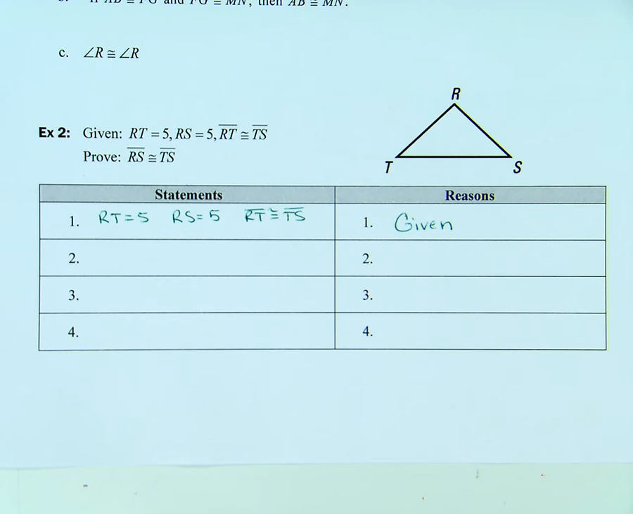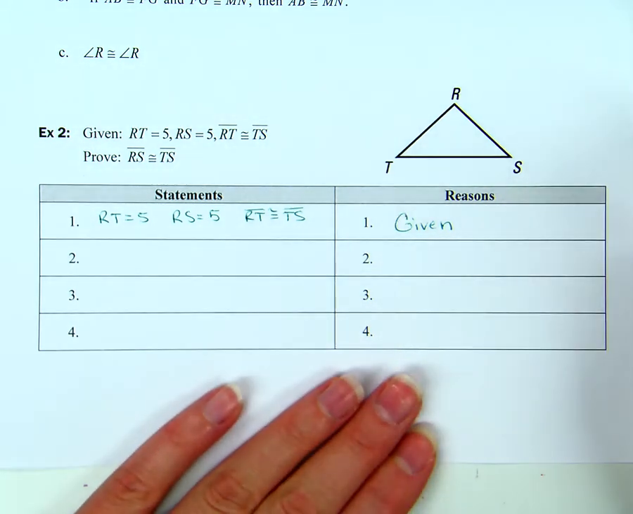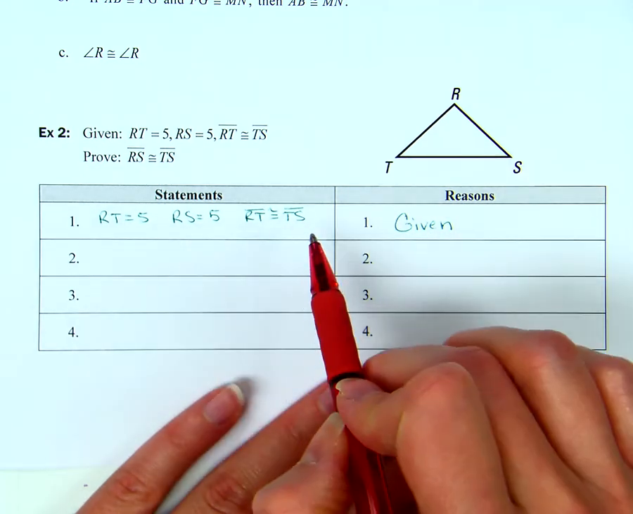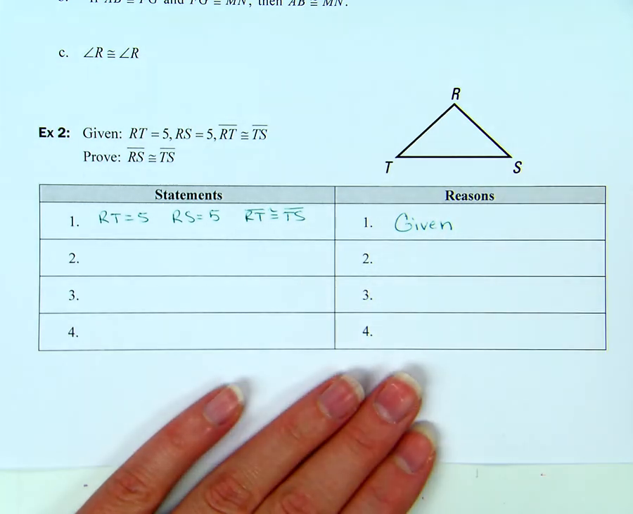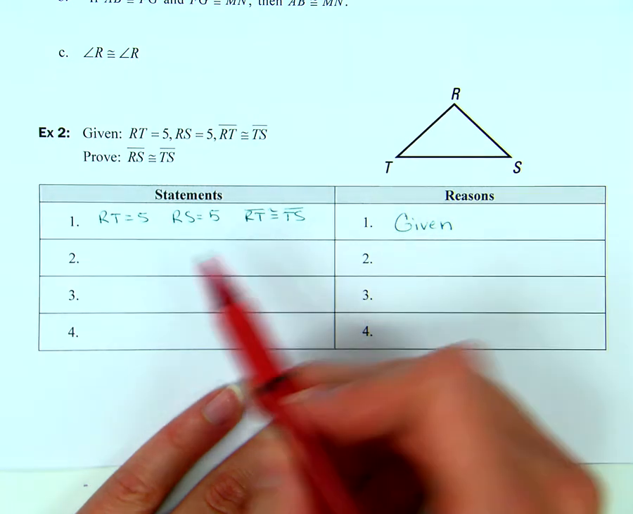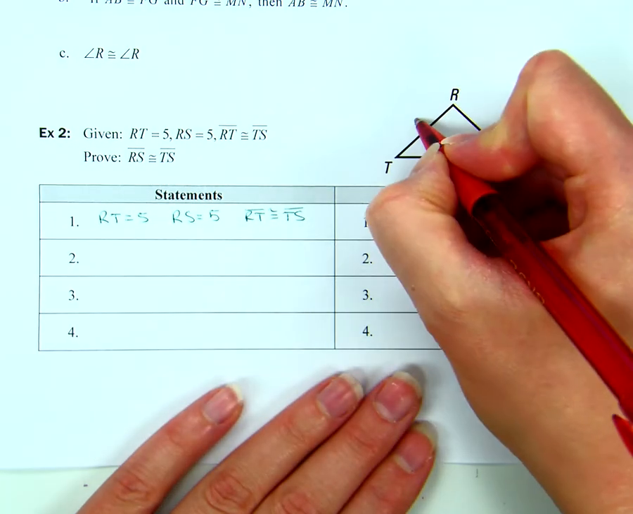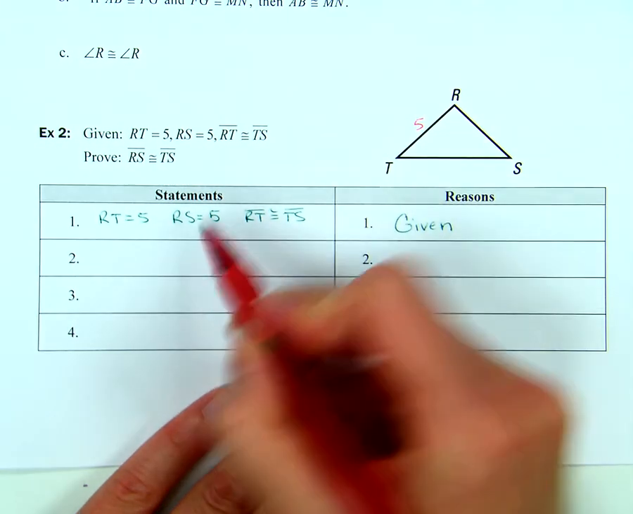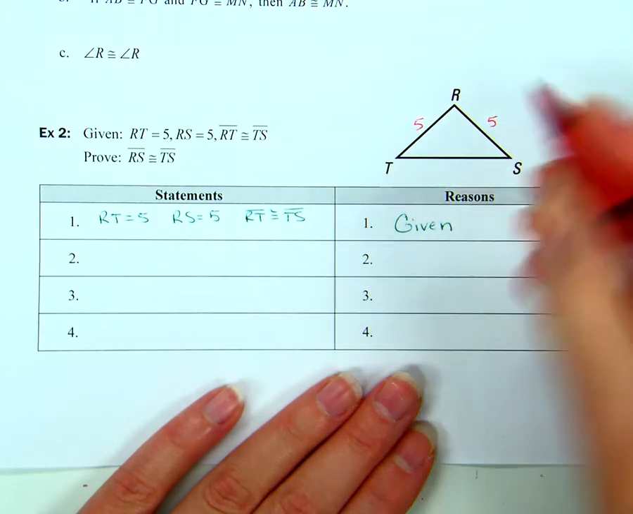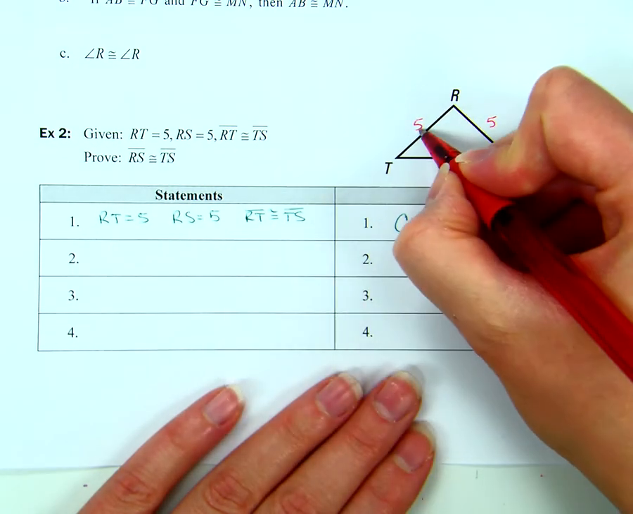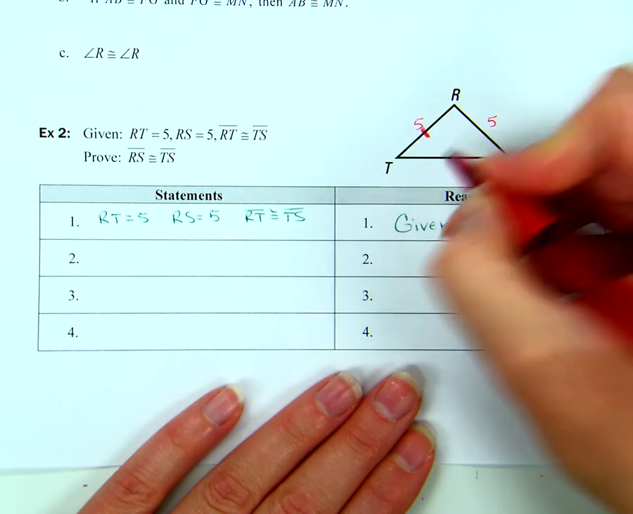Now before we go on, let's mark the diagram. Marking the diagram will give you a good visual as to what's happening and will give you a better idea of what statements to write. I always recommend that students mark the diagram with the information provided so that you have a better idea of how to proceed. So let's do that. RT is 5. RS is 5. And finally, RT is congruent to TS.